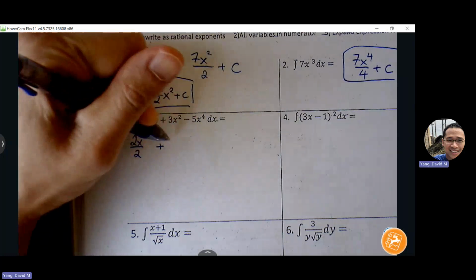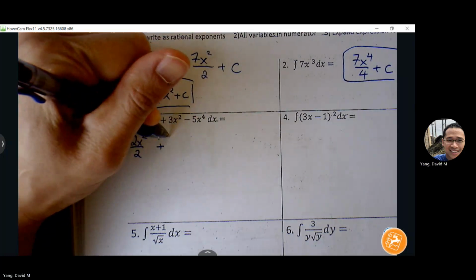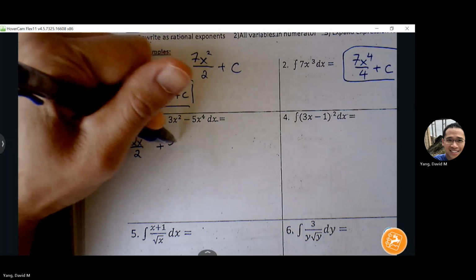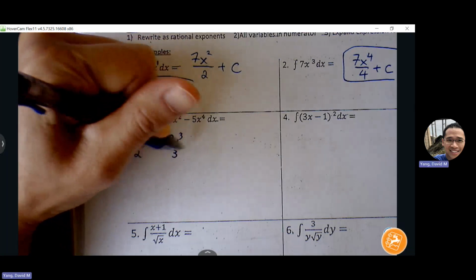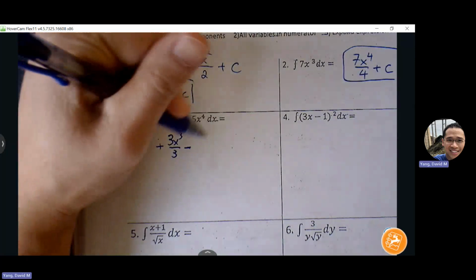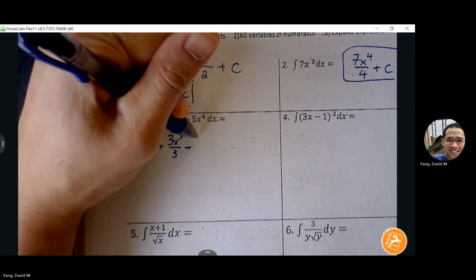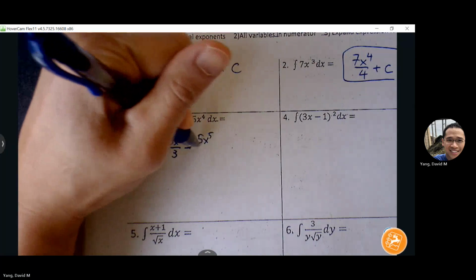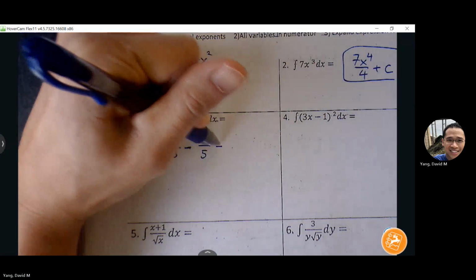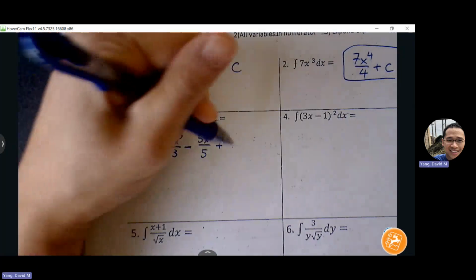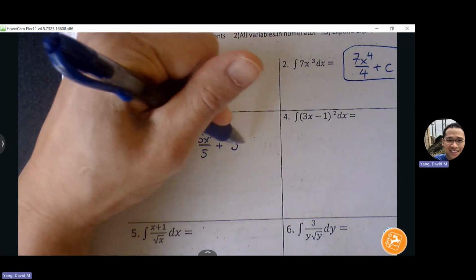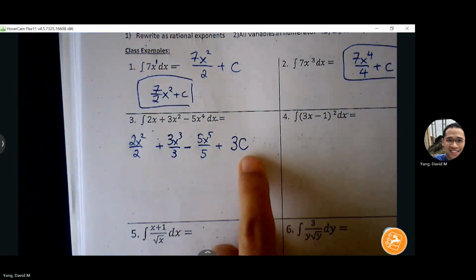All right, so 2x becomes... 3x squared becomes... over 3, okay. Minus 5x to the 4th becomes... plus, how many c's do we have? 3 c's, right?